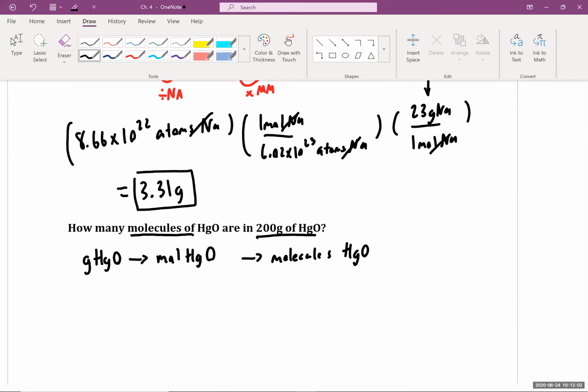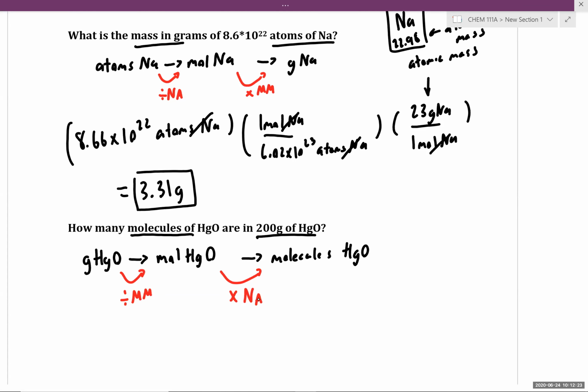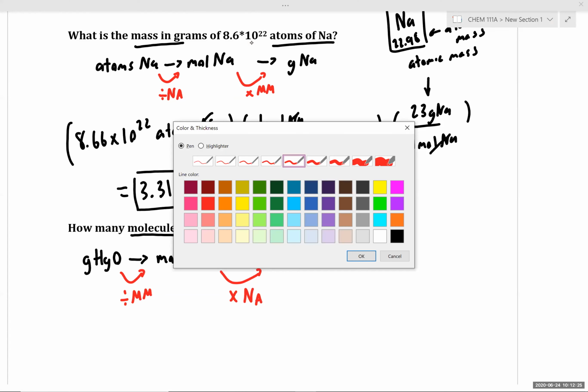And following our problem-solving scheme, to go from grams to moles, we're going to divide by the molar mass. To go from moles to molecules, we're going to multiply by Avogadro's number. Remember, anytime you're talking about particles, be them atoms or molecules, you are likely going to have to use Avogadro's number in some form.